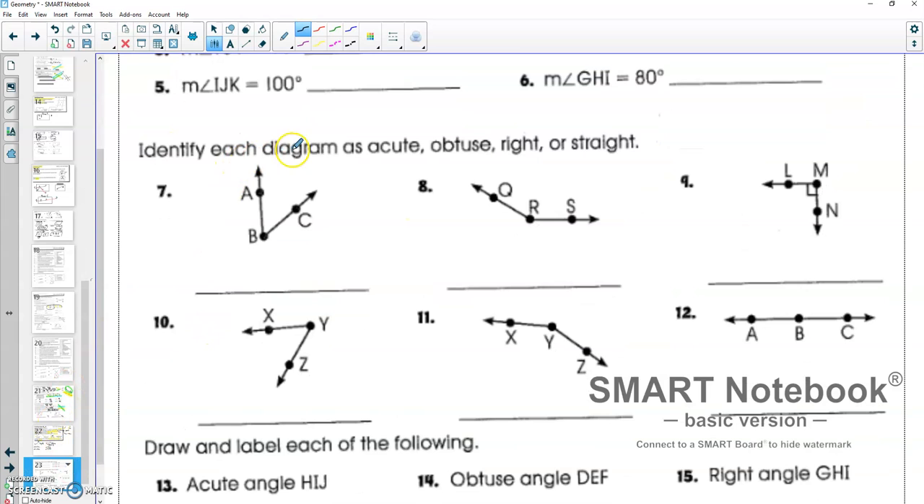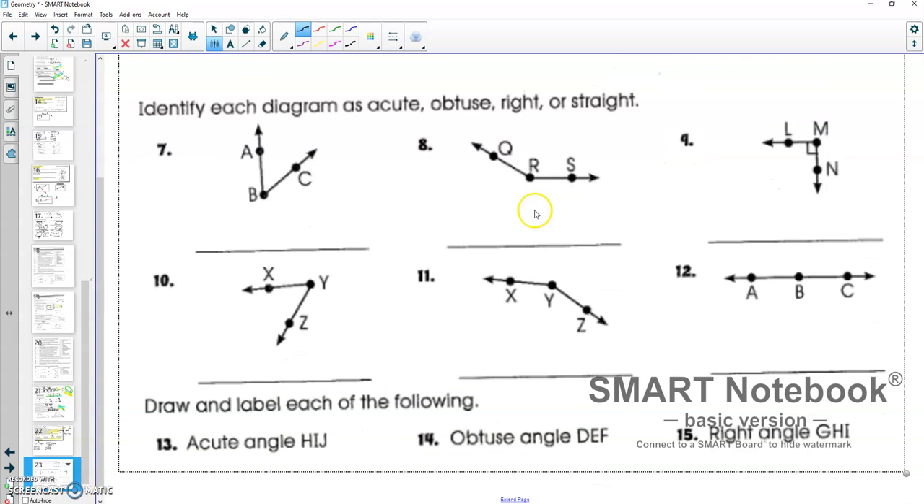Identify each diagram as acute, obtuse, right, or straight. Now we have the pictures. Remember, acute is your small one, obtuse is your big one, right angle is 90 degrees, and straight is a straight line. So when you look at this, is it acute, obtuse, right, or straight?